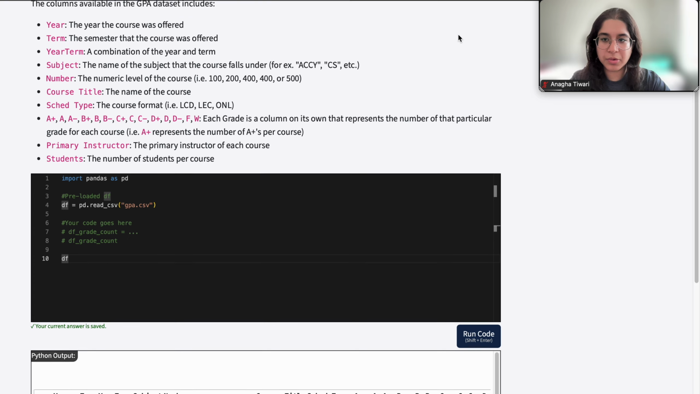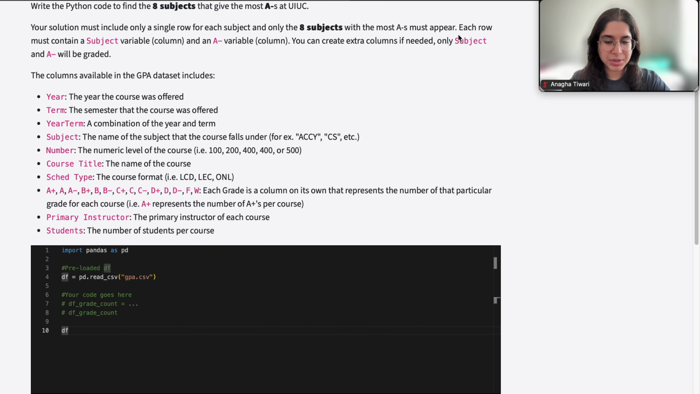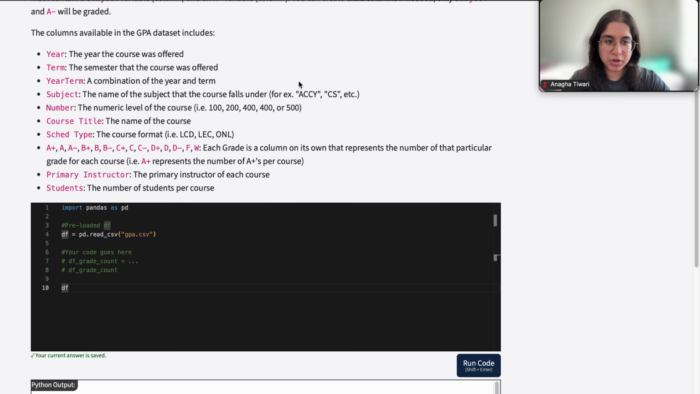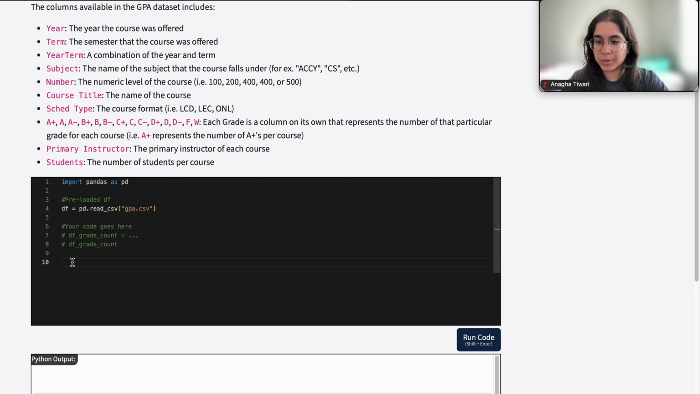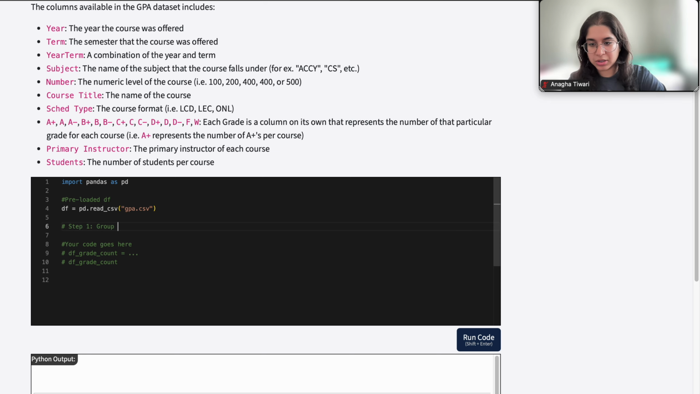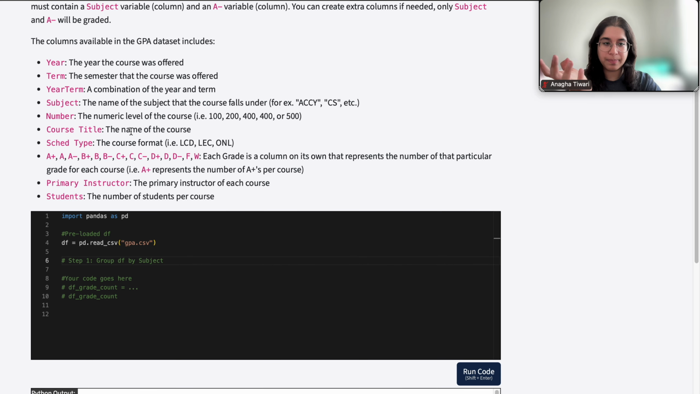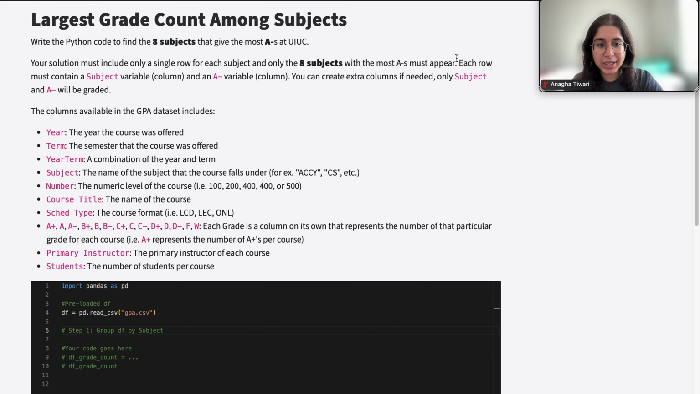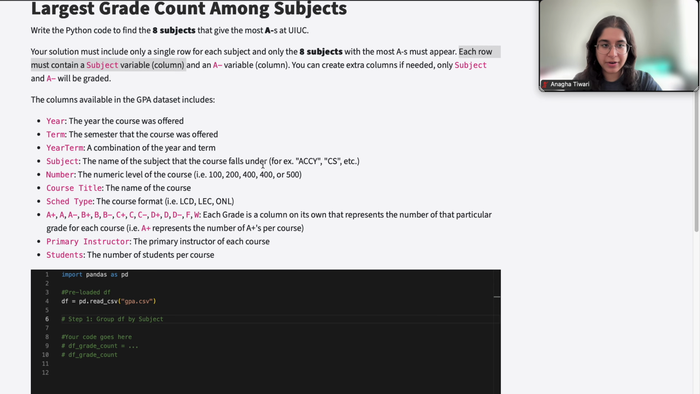But we want only one row for each subject, which means that we basically need to group our data frame, right? There's going to be some grouping that needs to be done here to condense all of the information that we have for each subject and compile it so that there's only one row for each subject. So our step 1 is really going to be to group our data frame by subject, right? And a big hint here in the question is that each row must contain a subject variable. So that means we need to group our data frame by subject.